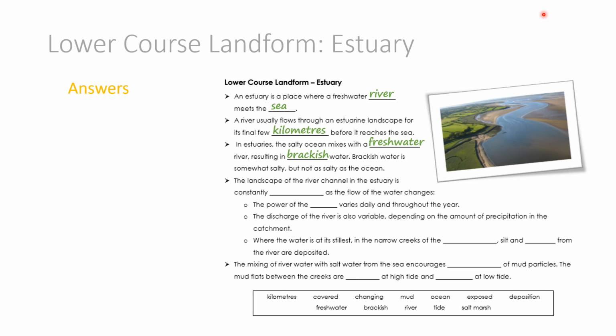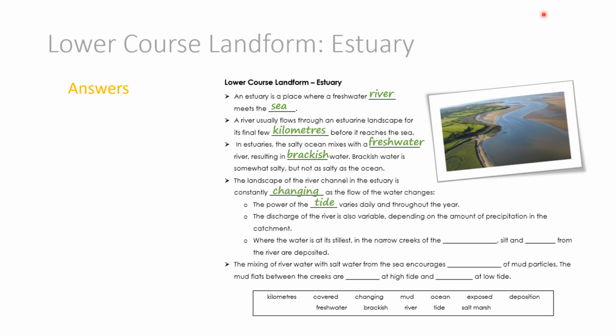The landscape of the river channel of the estuary is constantly something as the flow of the river changes. Well, again, it's a dynamic landscape. You've got erosion, you've got deposition, you've got flooding. It means it's going to change. The power of the something will vary daily. Well, that's going to be the tide. We know that you get high tide and low tide. But also the discharge. Now, discharge we'll look at in another lesson, but discharge is the amount of water in the river. So that will go up and down.